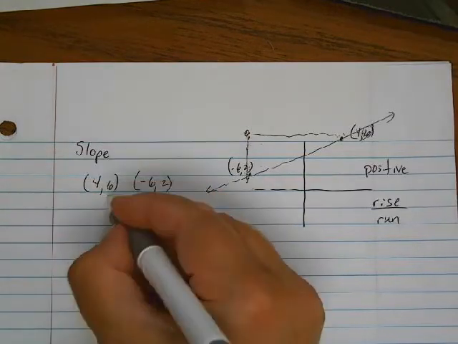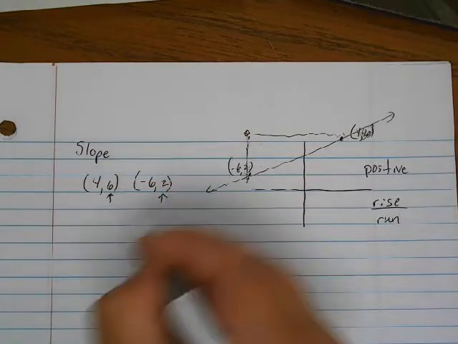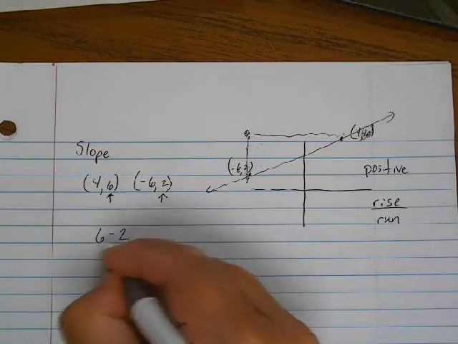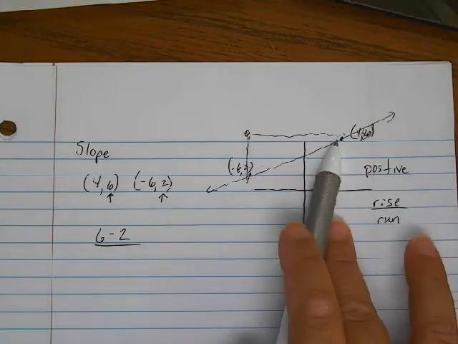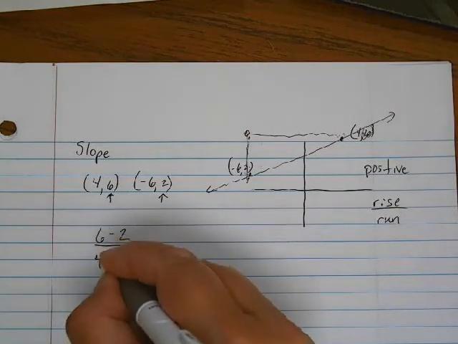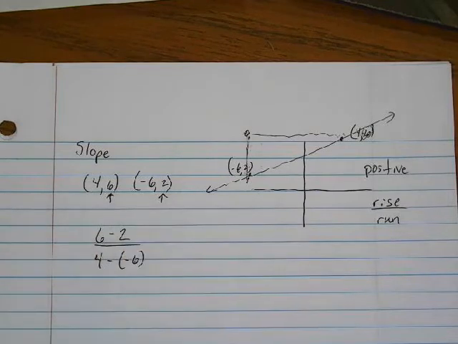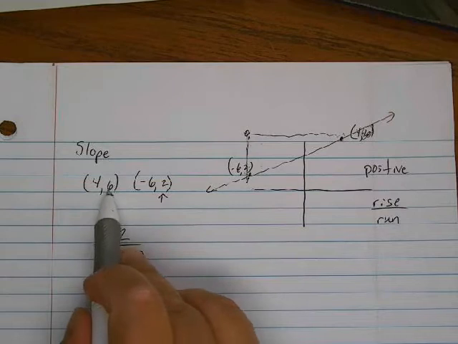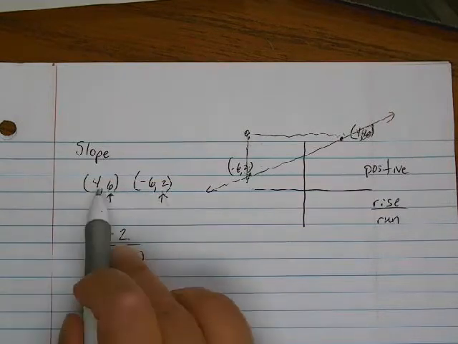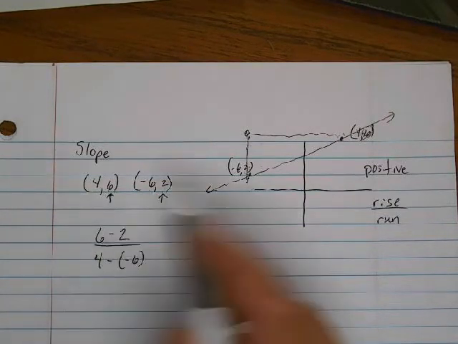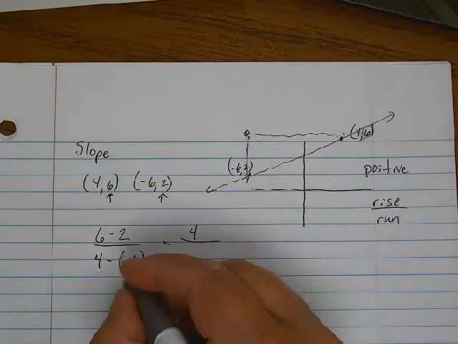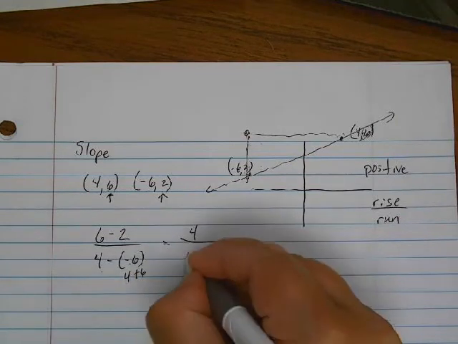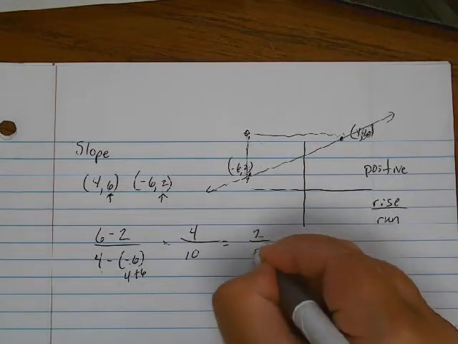So I'm going to subtract these two numbers right here. I'm going to do 6 subtract 2, and then I need to know the difference from here to here, the horizontal. So 4 subtract -6, and I know I'm subtracting because difference means subtract. So I did the y subtract the y, over the x subtract the x. So we get 4 subtract -6 becomes 4 plus 6, which is 10. So that reduces to 2/5.